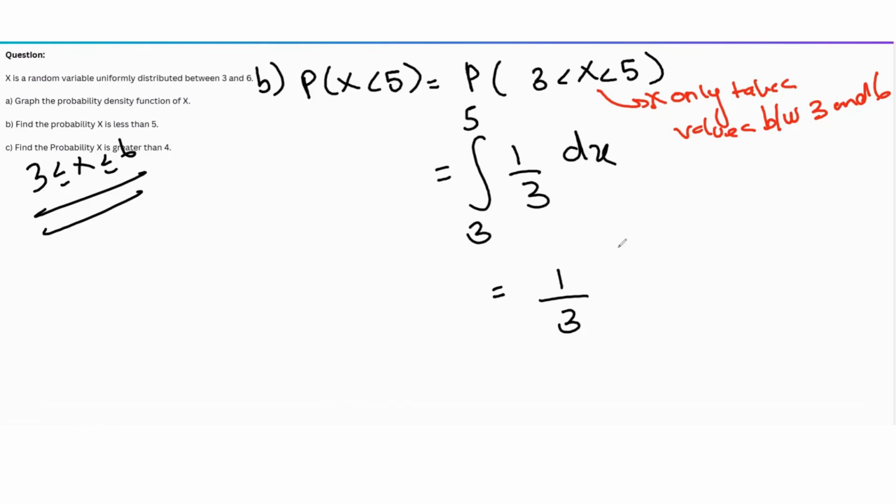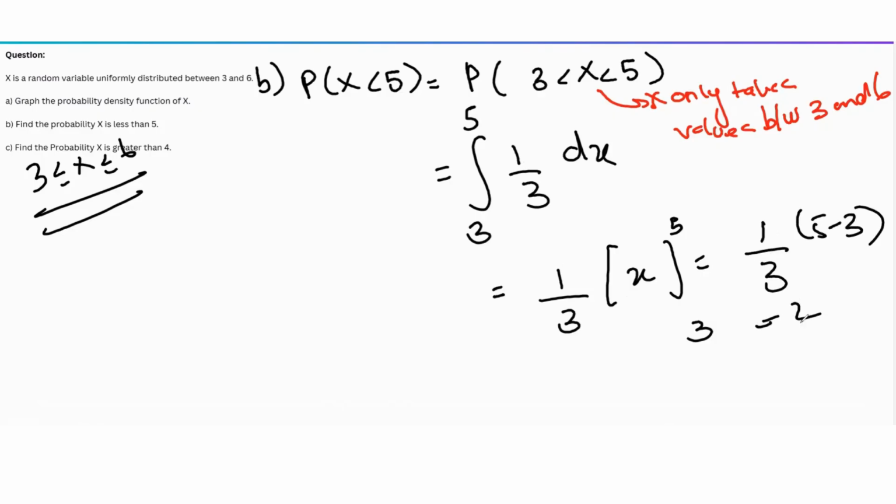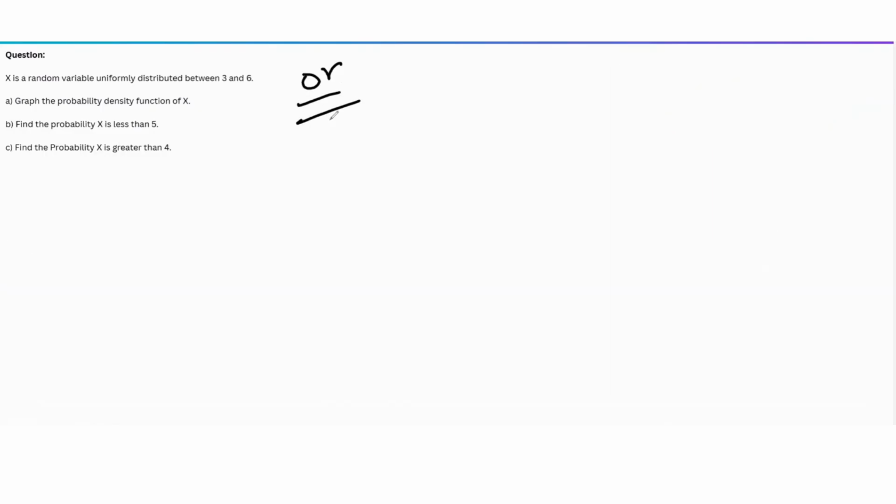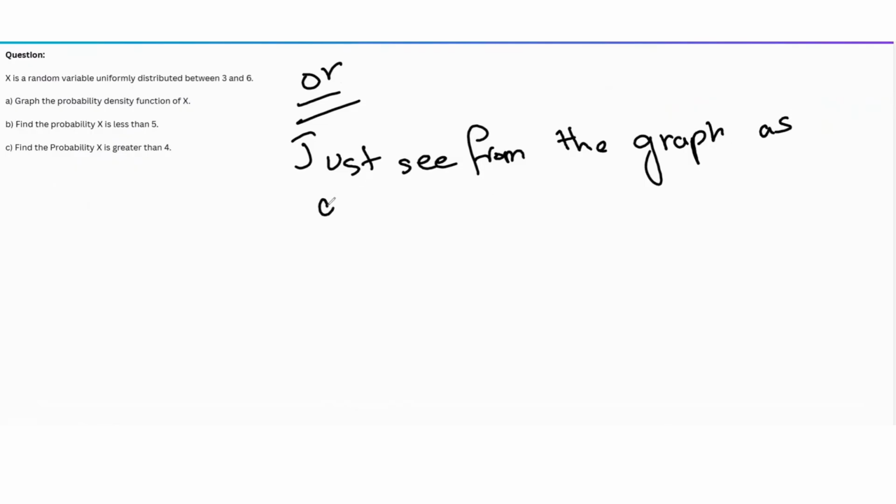This would be obviously very simple. This is x, this is 3, this is 5. So this would just be 1 by 3 times 5 minus 3, which is 2 by 3. This is one way we could have found this probability. Another way is to see it from the graph, as area under the PDF gives probability.